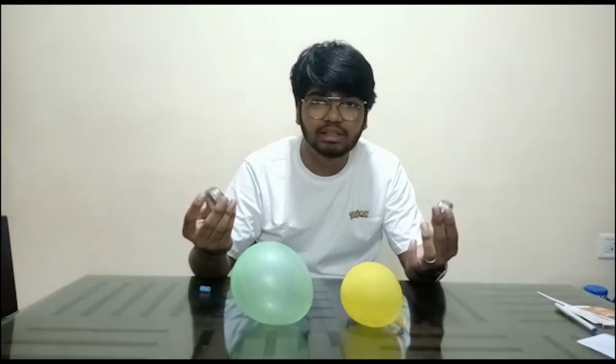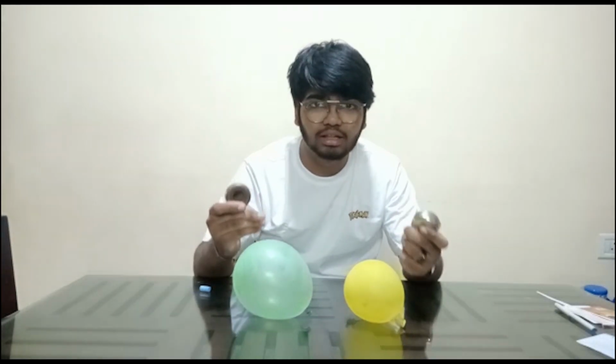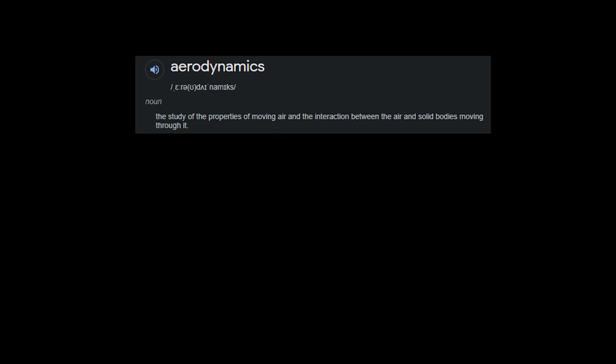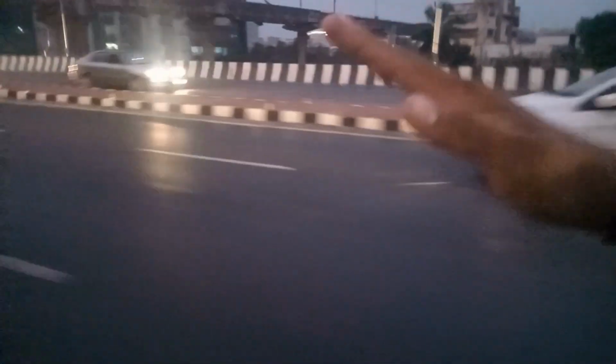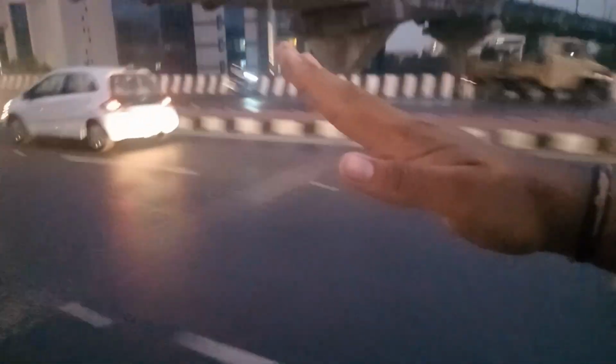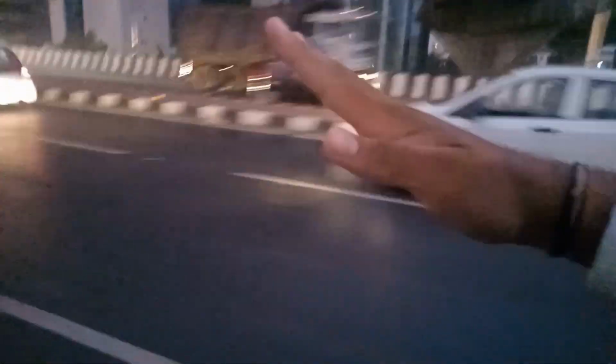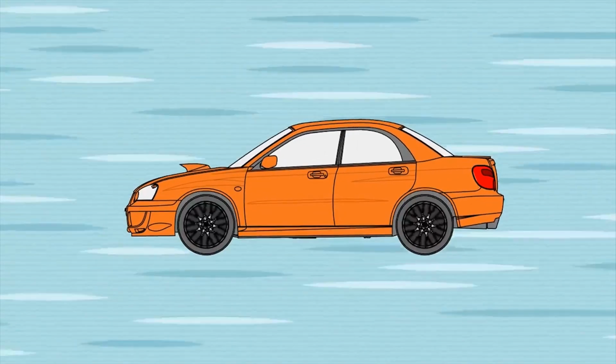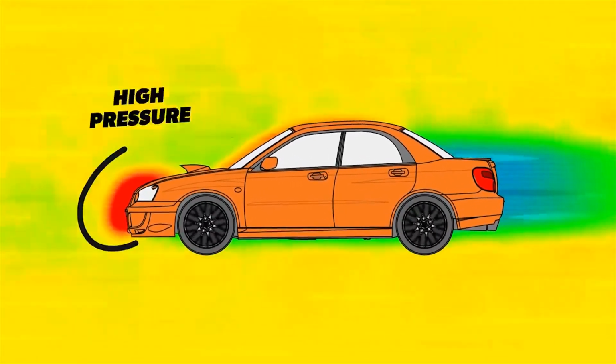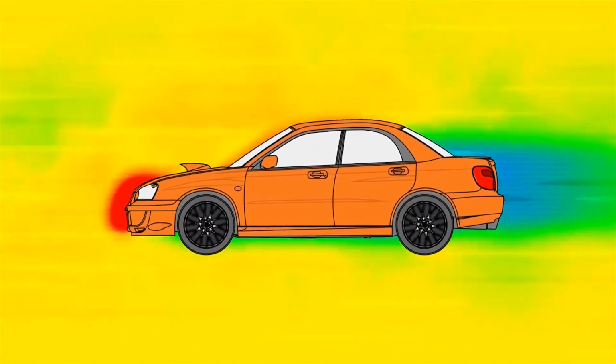These two loads represent the loads of the aerodynamics and the car. Aerodynamics, the study of property of moving air and the interaction between the air and solid bodies moving through it. Some basics: drag, the resistance to air applied to an object; lift, the upwards force generated by the abundance of high pressure air present at the bottom of an object; downforce, the downwards force created by the abundance of high pressure air at the top of the object.